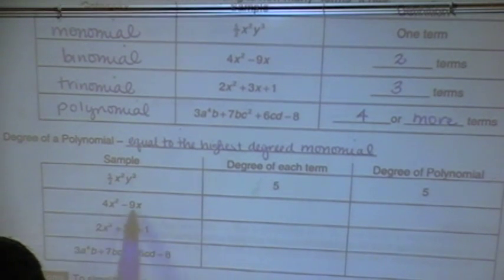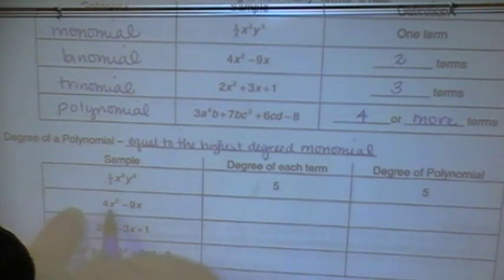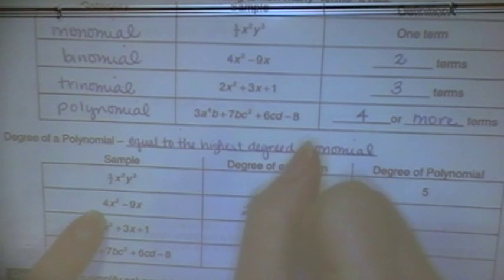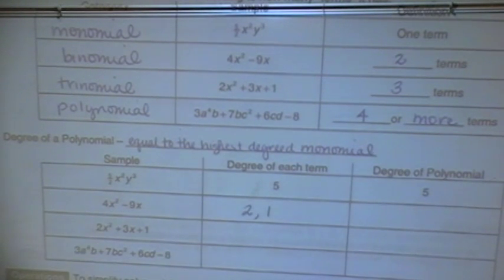So on this binomial, you have 2 separate degrees. A degree for the first monomial, so it's 2, and the degree of the second monomial is 1. The degree of the polynomial is just the highest number. You do not add them together. So the polynomial is a second degree polynomial.